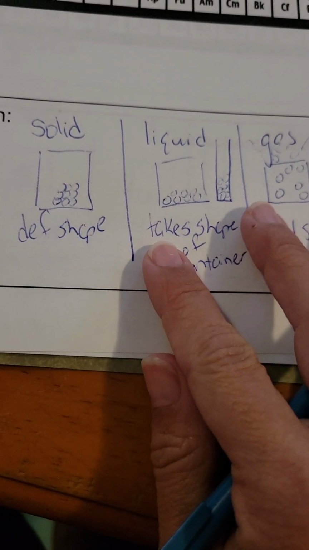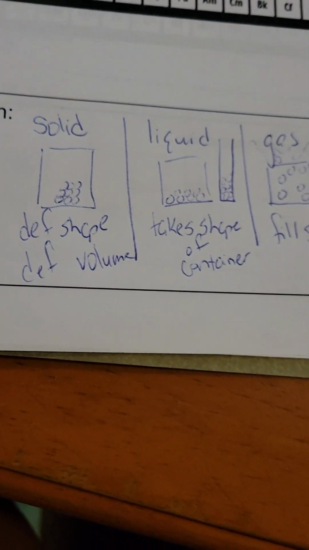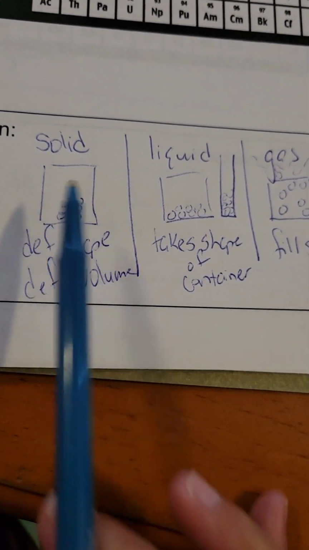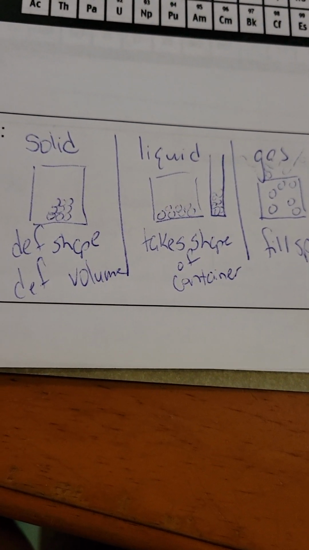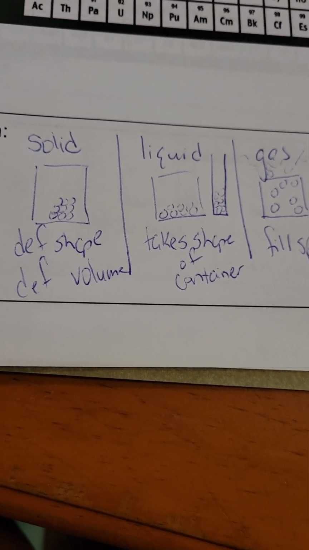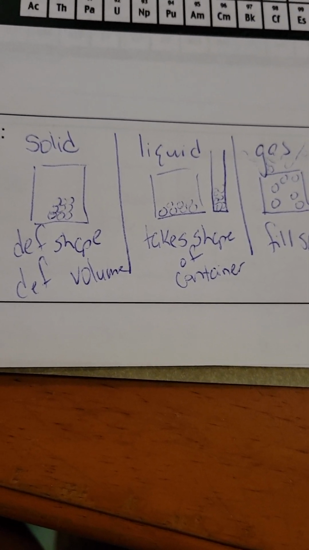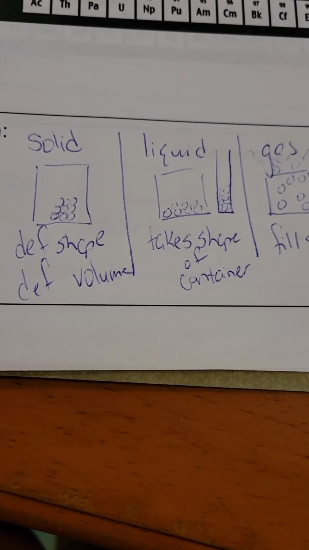As far as the amount, or the volume, solids have a definite volume. They have a very specific amount. I could measure length times width times height, or I could put it into a container and see how much water overflows. Kind of like when you get into the bathtub: the amount of water that rises up is how much volume you are.